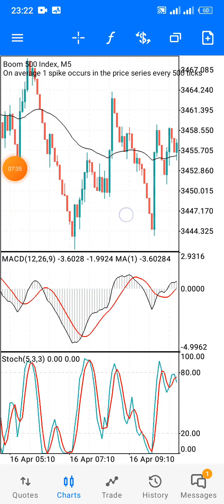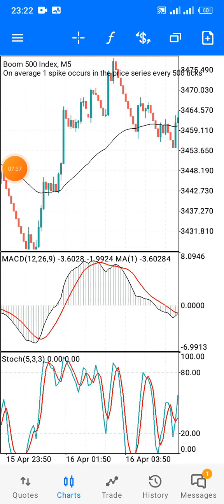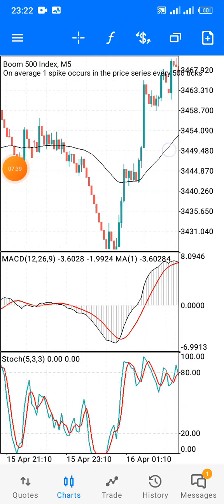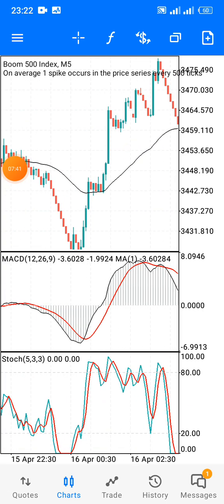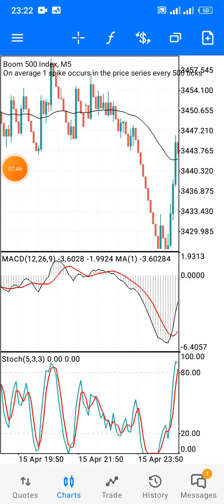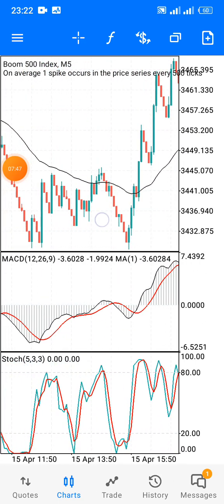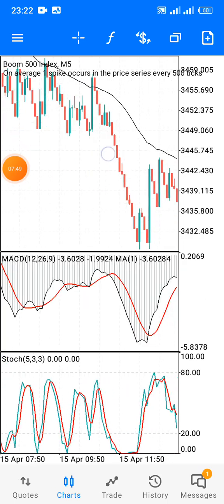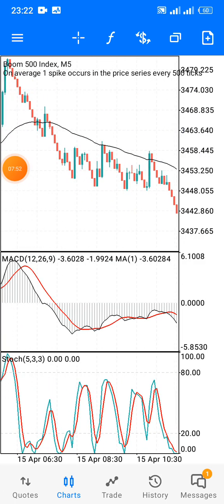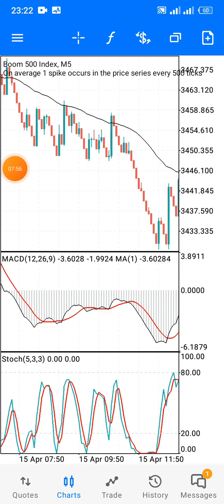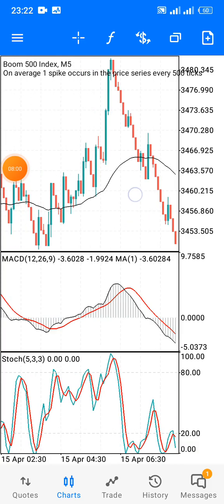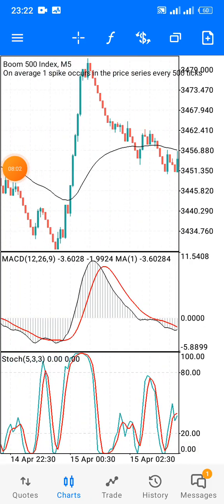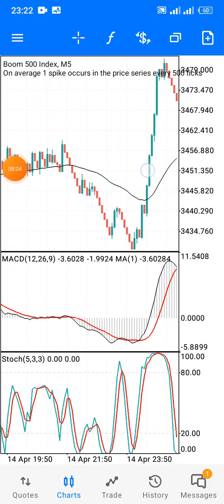So when you're using this on the boom and crash, please do not enter in the direction of the spike. If it's boom, do not look for buy entries. If it's crash, don't look for selling opportunities. So when you're trading boom and crash, you just wait for what? You just wait for the ticks. You are just entering for the ticks only, right? So the same conditions just apply.